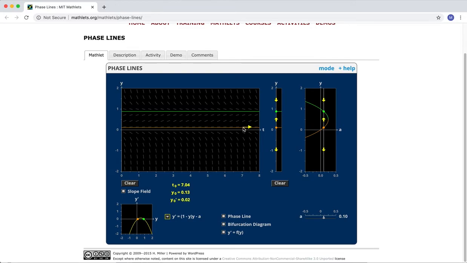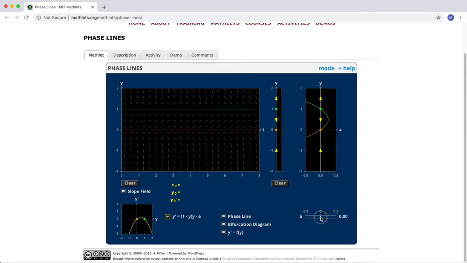So we already talked about how changing the parameter A causes a vertical translation in this graph down here. But now start to look at the bifurcation diagram. What a bifurcation diagram does is it plots just the equilibria as a function of the parameter. So here's the harvesting rate A as the horizontal axis on a bifurcation diagram. And on the vertical axis, we're plotting the locations of the fixed points.